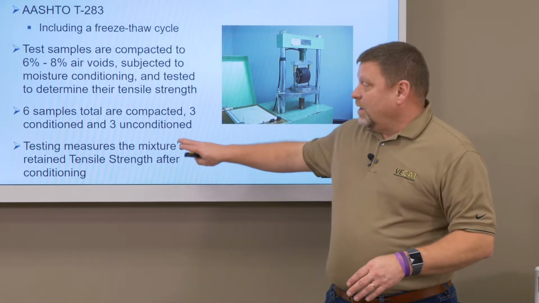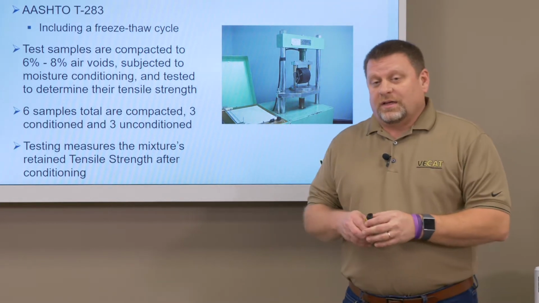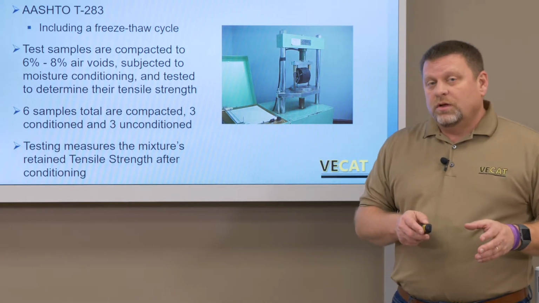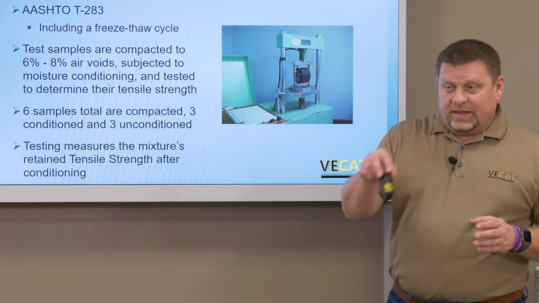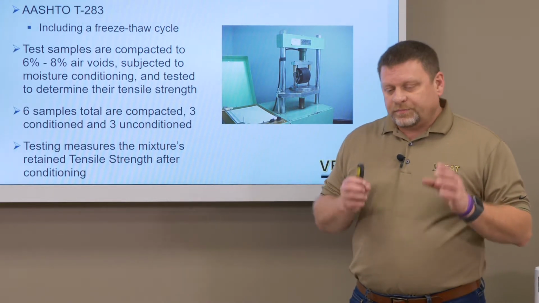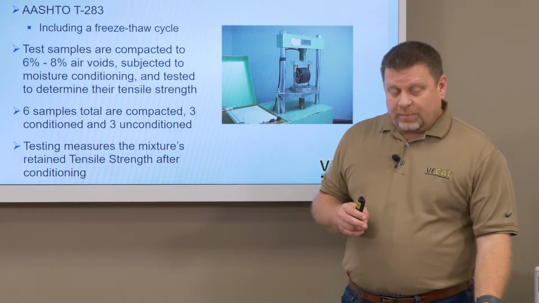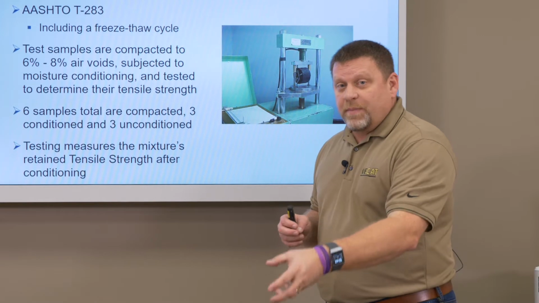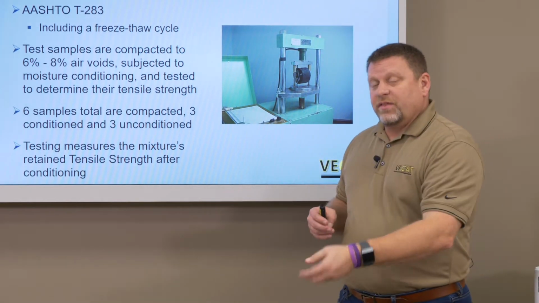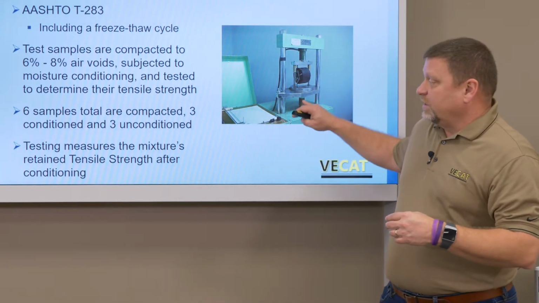Again, my unconditioned set, still sitting on the shelf, haven't been touched. My conditioned set went through a freeze cycle. Now they're going through a hot water soak with water being circulated in a water bath at 140 degrees for 24 hours. At the end of that 24-hour period, these conditioned set of samples will come out and go into another bath that's at 77 degrees Fahrenheit. They'll go in this bath for approximately 2 hours prior to doing the indirect tensile test we'll talk about in just a second.